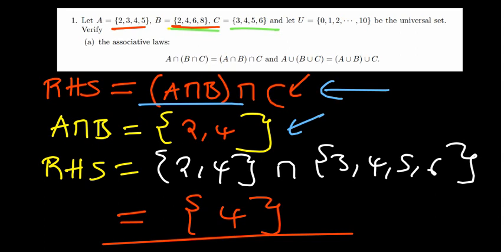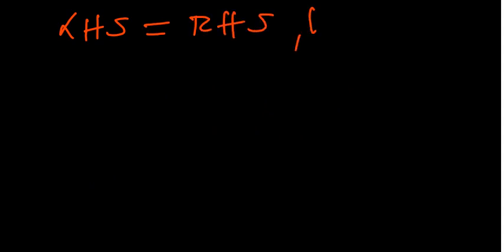So at this point, we can now conclude to say, since the left hand side is equal to the right hand side, hence what? Hence confirmed that the law is correct. So the same steps apply to the distributive laws, the other associative law where you use union. The same concept steps apply.